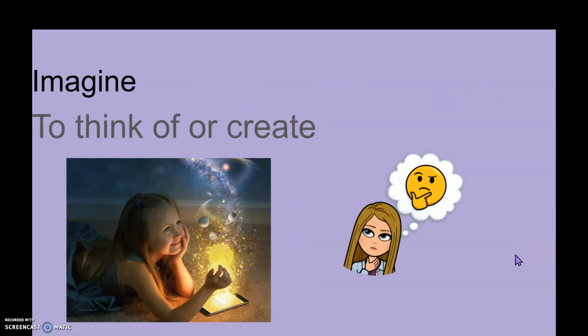Okay, so our first word is imagine. Imagine means to think of or create. So you see this little girl in the picture. She's thinking of all of this stuff coming out of her iPad. She's thinking of it or creating it in her head. And you also see Mrs. Tucker is thinking of this emoji in her head as well. So imagine means to think of or create.